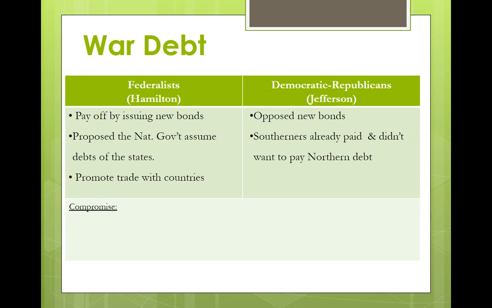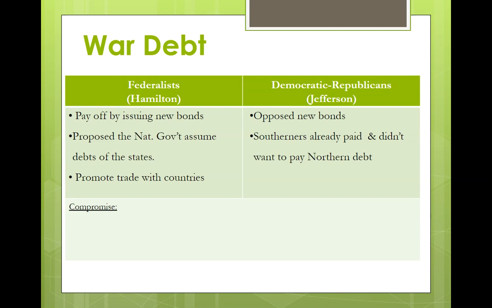The Democratic Republicans, on the other hand, believed that these bonds were bad, and they believed that paying off the debt for the national government was bad too, because they felt like a lot of the southern states had already paid their debt and did not want to have to take on the debt of the northern states who hadn't finished paying their debt.